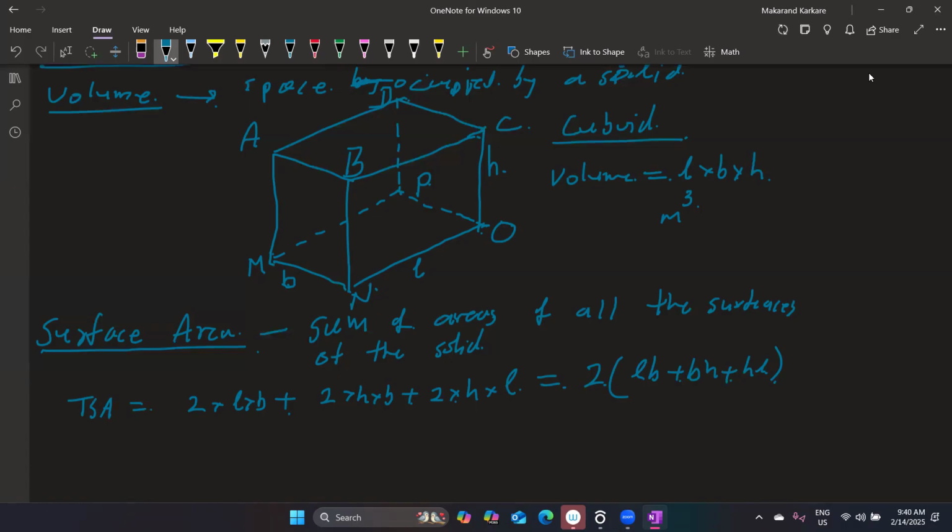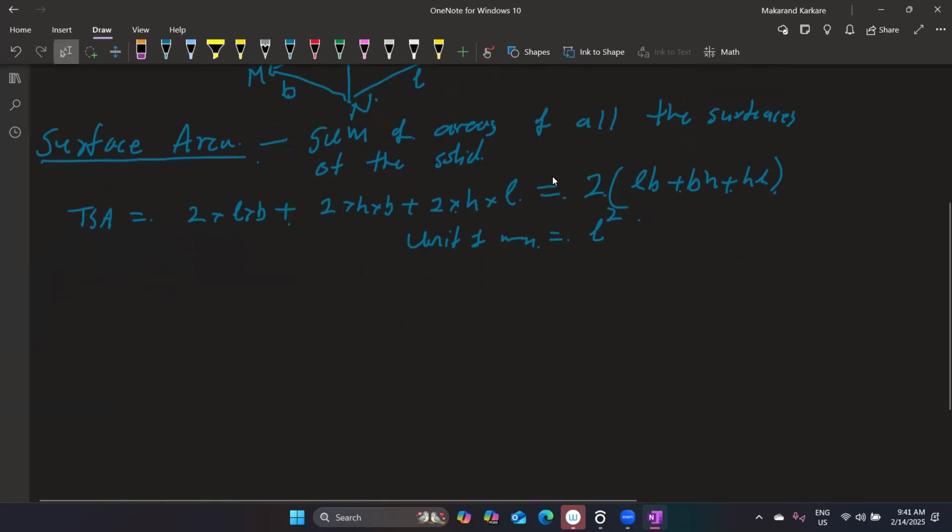What would be the unit of surface area? Meter square. Meter square or centimeter square, depending on whatever. So length square. Just like volume was length cube, surface area is going to be length square. Unit of measurement. Okay. Any questions?